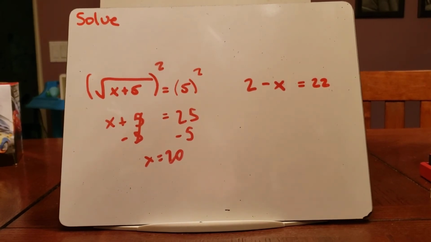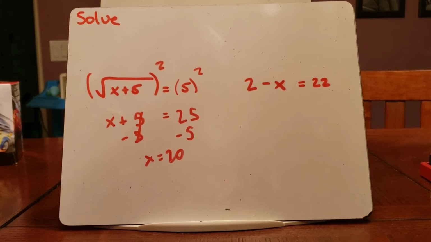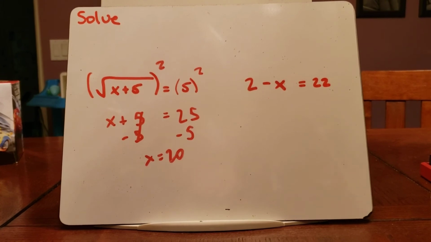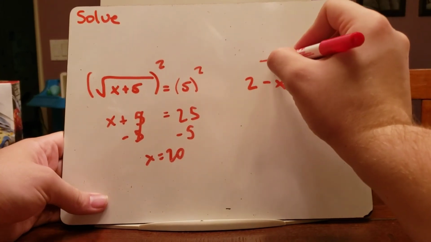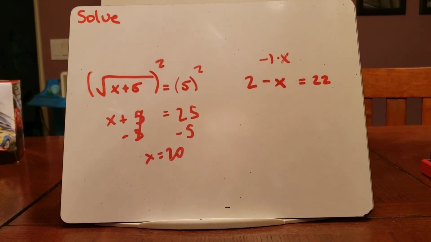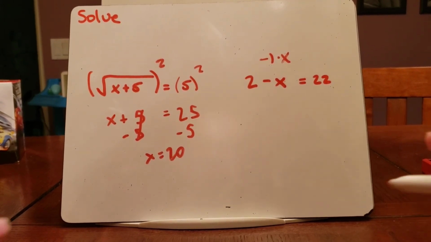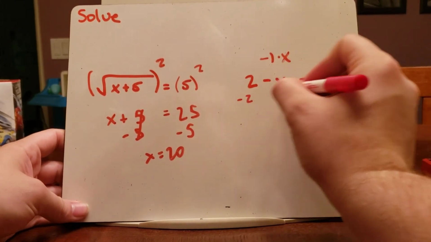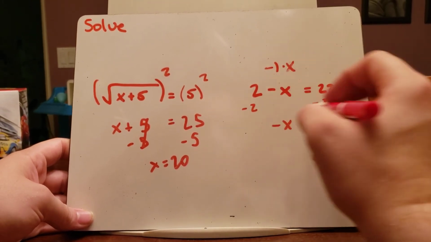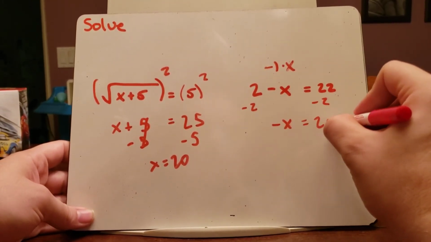Awesome. The final one I got here is a special case, dealing with negative numbers. When you're in an equation and you see a negative x, like 2 minus x, that's really negative 1 times x. That's how you need to think about it. So in this case, we're going to still handle it the same way. We're going to subtract the 2, and you're left with negative x. This negative sign is still there, and that's equal to 20.